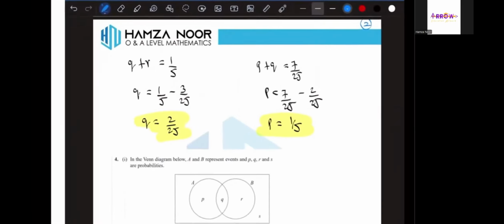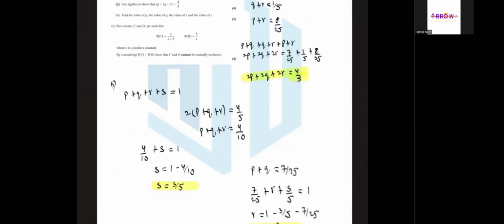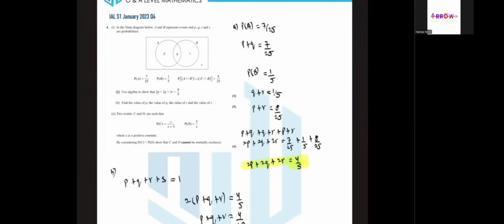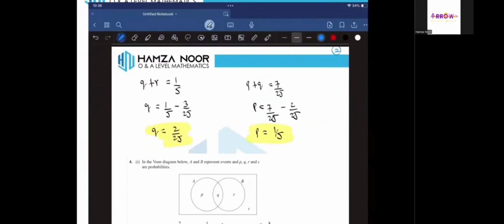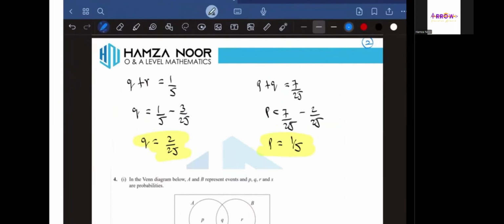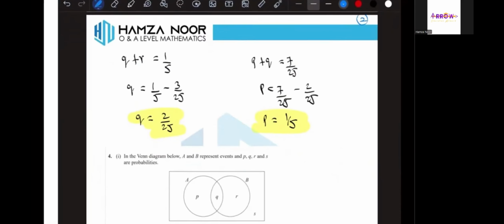All right. So now, as we know another equation, which is Q plus R is equal to 1 over 5. Where is it? Q plus R is equal to 1 over 5. So now we can use it over here. Since we have found the value of R, which is 3 over 25 from the above working, Q is equal to 1 over 5 minus 3 over 25. Q is equal to 2 over 25.